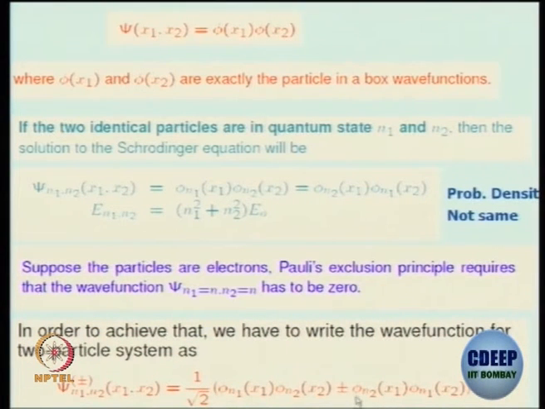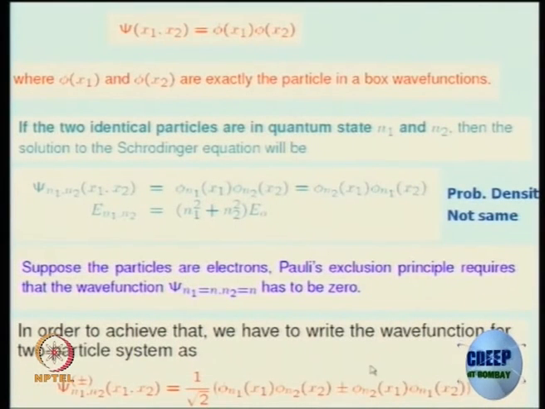You can write plus or minus. Which one is right? It's the minus sign which is right for the electrons. Suppose I replace the electron by a boson, we'll put a plus sign, because it should be non-zero. You can't have a minus sign. Clear? And this will also take care of the probability density; the plus sign, plus 1 and minus 1, is very important.